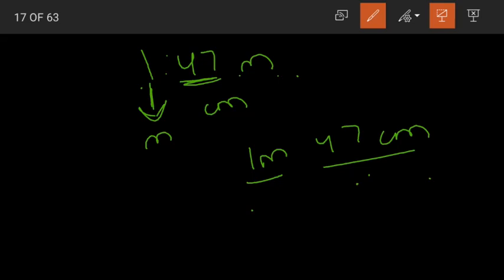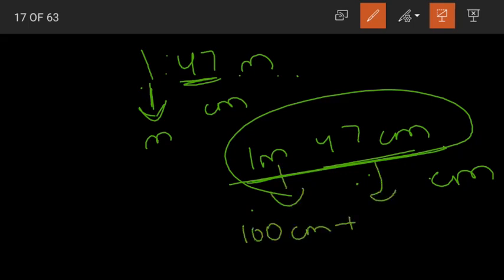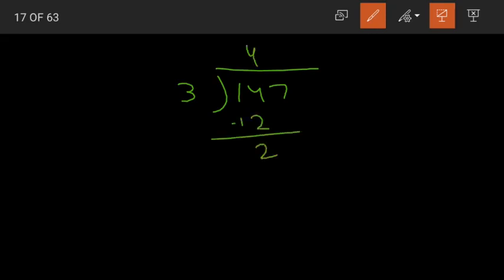So for our easier division, what will we do? We'll convert this whole into centimeters. 1 meter is equal to 100 centimeters plus our 47 centimeters. 100 plus 47 is equal to 147. Now what did Veena do? She divided it into 3 pieces. So we are dividing by 3. 3 fours are 12. When we subtract, 2 is remaining. 7 brought down. 3 nines are 27. When we subtract again, 0 is our remainder.